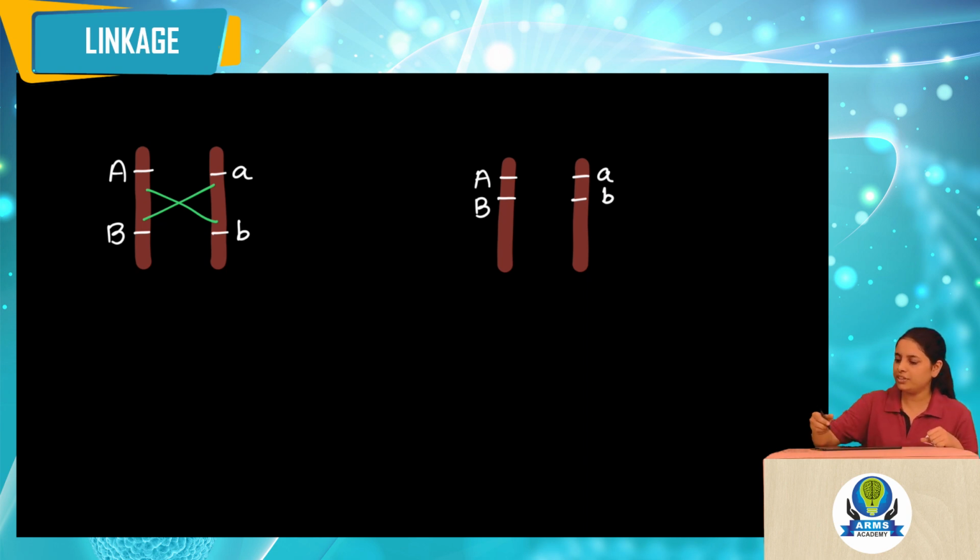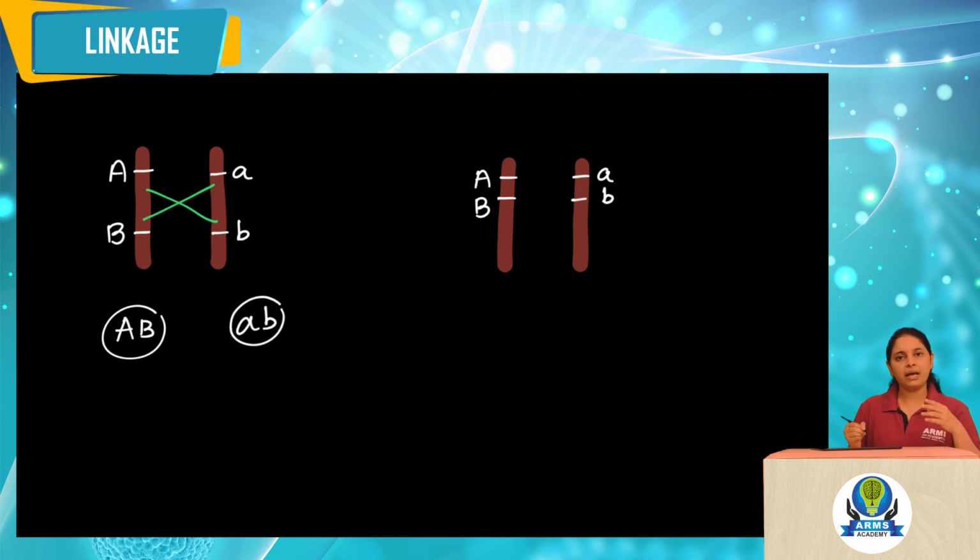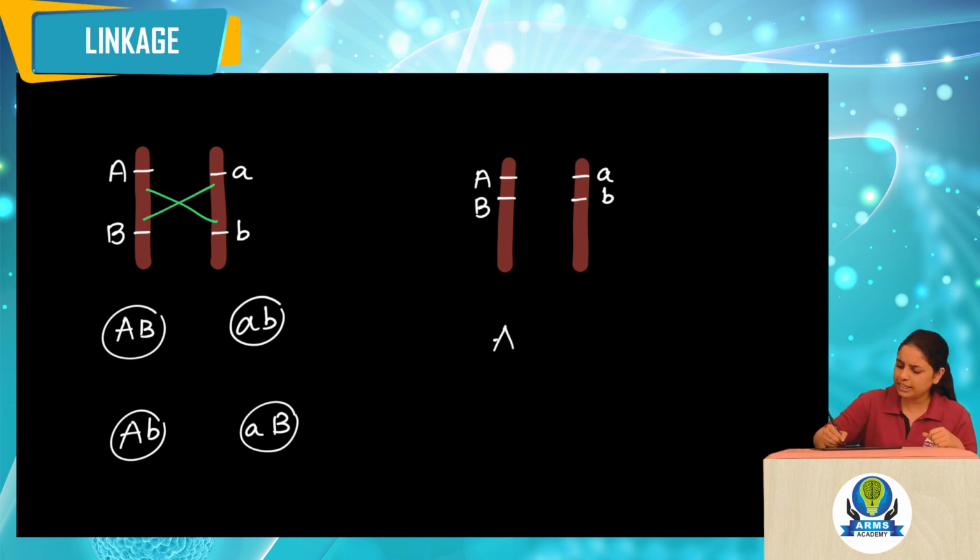So what will happen here? In this case, again 4 types of gametes will form. Capital AB, that is same as parental. Similarly, small ab, same as parental. Now, the new gametes which will form after crossing over will be capital A, small b and small a, capital B. These two are recombinants. Similarly, here also in the second case you will have the same 4 types of gametes.